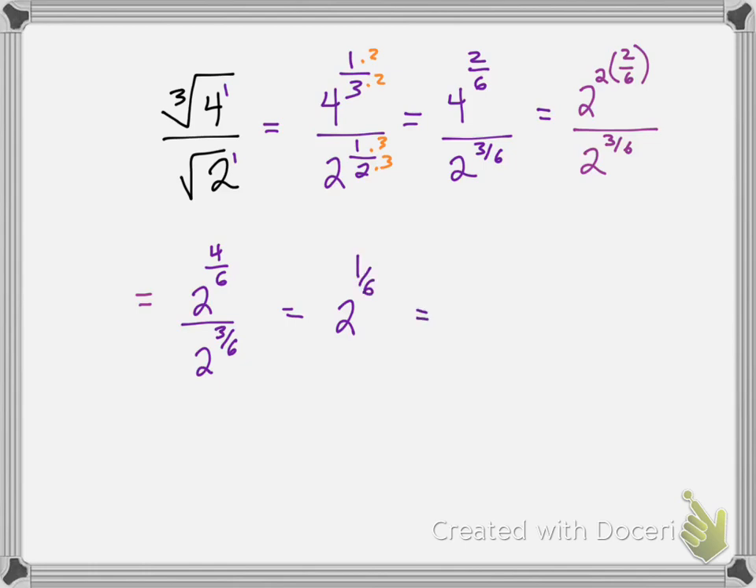And because the original expression was written in root form, we're going to write this answer in root form. So since the denominator is a 6, that's our index. We're taking the 6th root of 2 and raising it to the first power, which isn't going to change it. So I'm just going to leave it as the 6th root of 2.